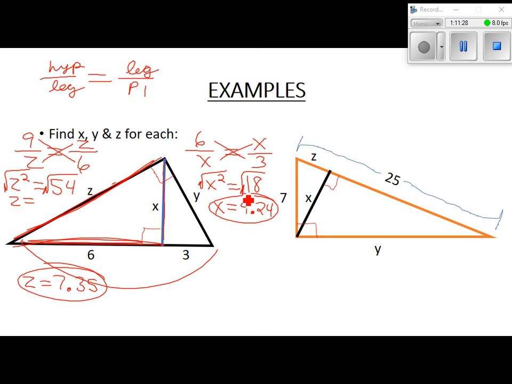Pick me another variable. Y. Y, leg or altitude? Leg. So which one are we going to use now? Leg theorem. What goes right here? Y and Y, right? The whole thing is 9. The part hooked to that is 3. 9 times 3 is 27. Y squared equals 27.